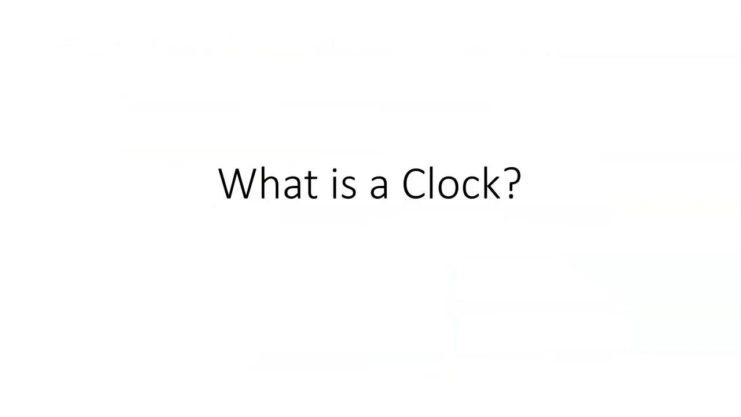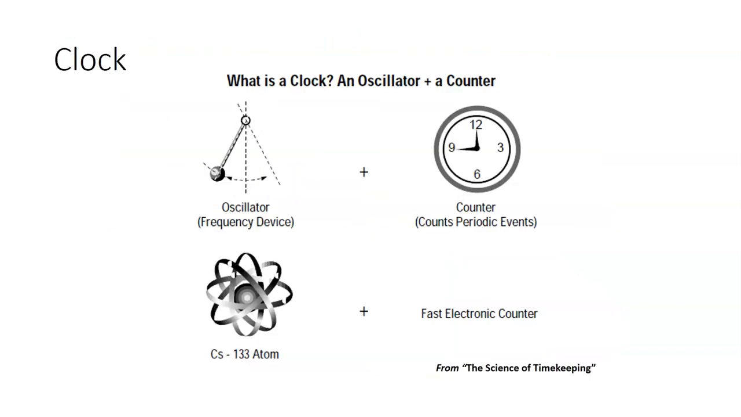So what is a clock? Well, a clock is really just an oscillator, some device that's oscillating between different states, and a counter, something that's counting those periodic events. And there are a wide range of technologies that we could use to do this, including recording the radioactive decay of an atom and pairing that with a fast electronic counter.